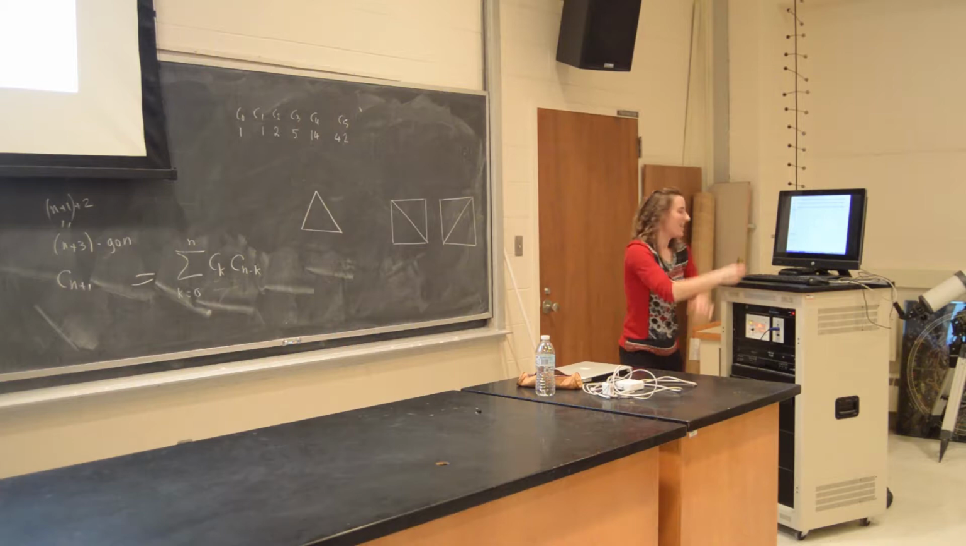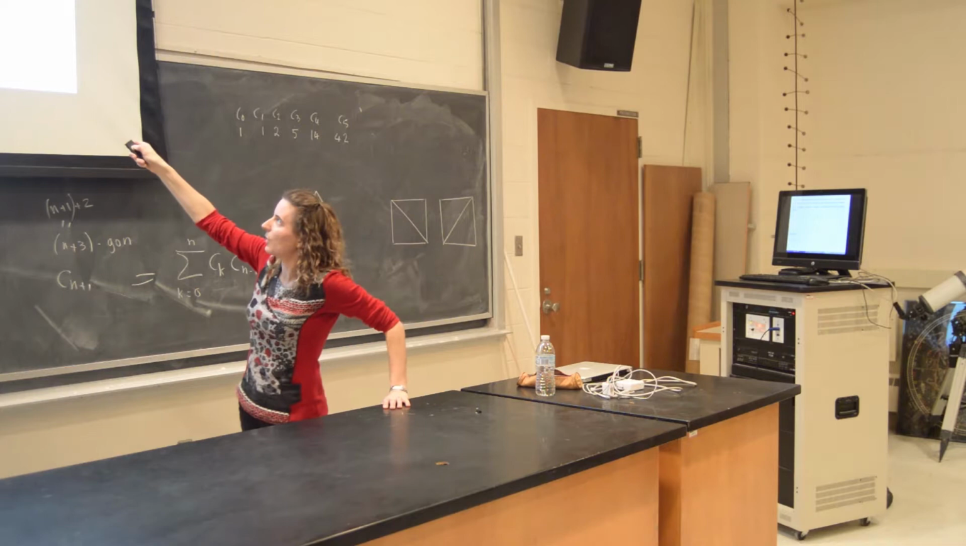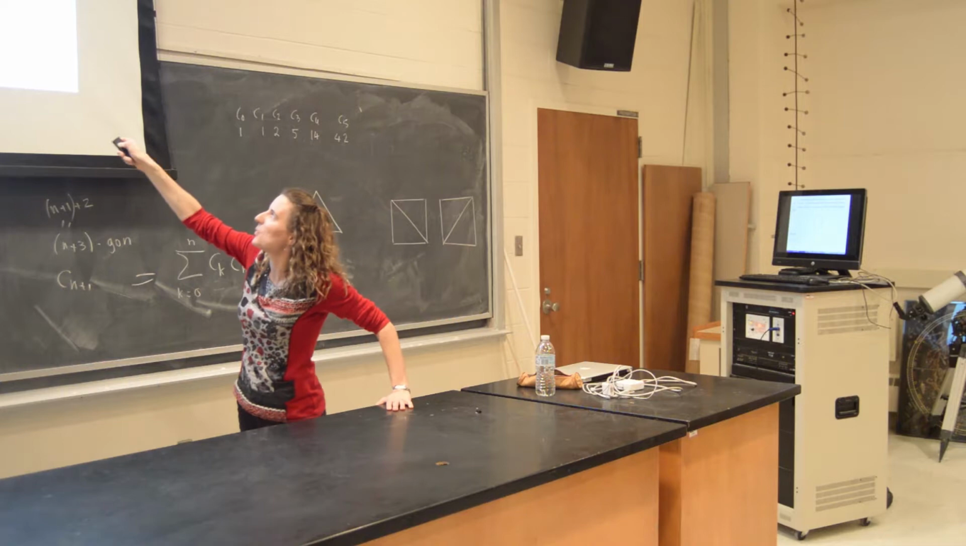Now, suppose 1 and 4 shake hands. Now what happens to 2 and 3? They have to shake hands, right? They have to shake hands. So this is one way 2 and 3 can shake hands. And then how many people do you have left over?